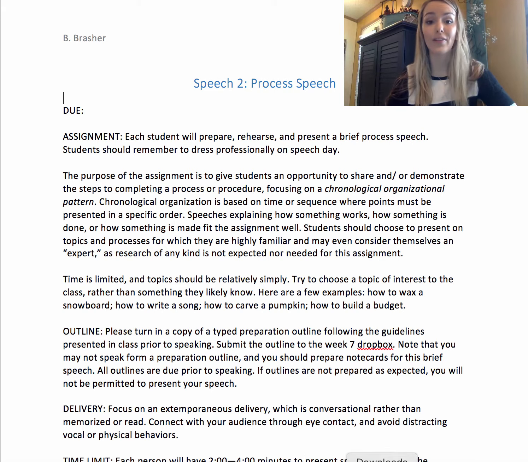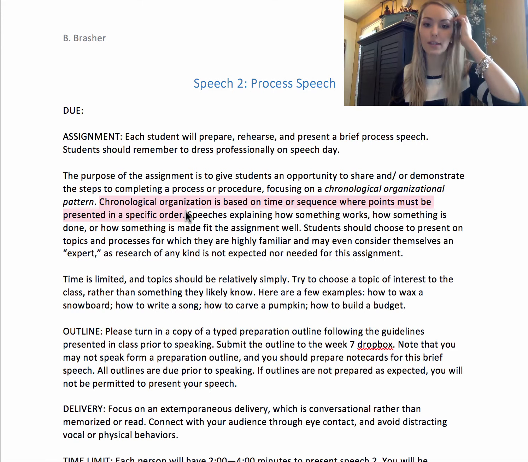So the key with chronological is that chronological organization is based on a time or sequence where points must be presented in a specific order. For instance, you can't bake the cookies before you have made the cookies, right? Following a recipe is a procedure, so you have to put things in order. Main point 3 can't come before main point 1. It would not make sense. Main point 2 can't come before main point 1. Main point 1 couldn't possibly be done last.